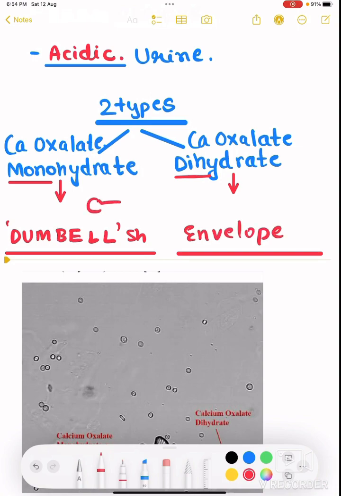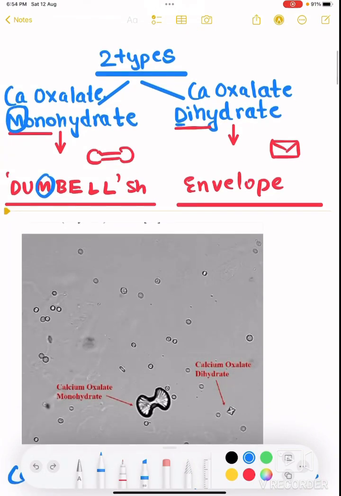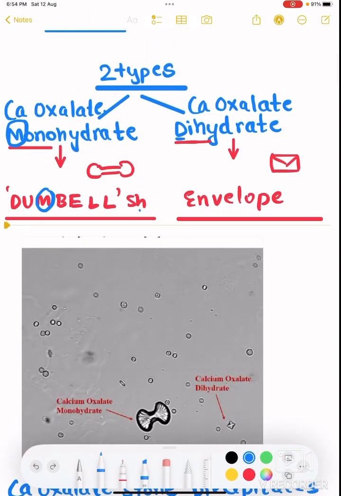So dumbbell looks like this and envelope looks like this, right? So how to remember? See, M for monohydrate, M for dumbbell, right? Don't confuse that with dihydrate and D. Dumbbell has M in between, and M is for monohydrate. So in this way you can remember, right? It is very important to remember these two shapes. You can confuse between these two.